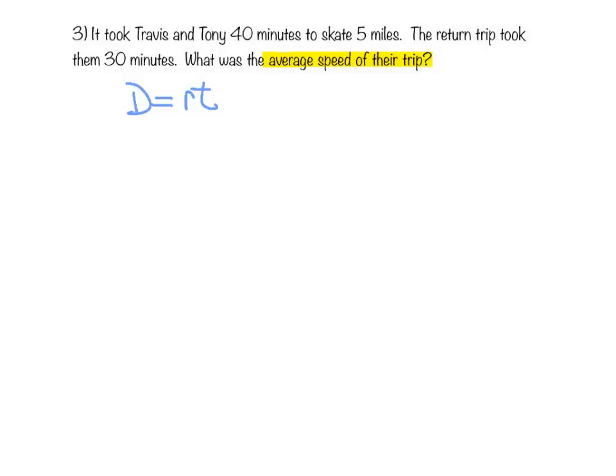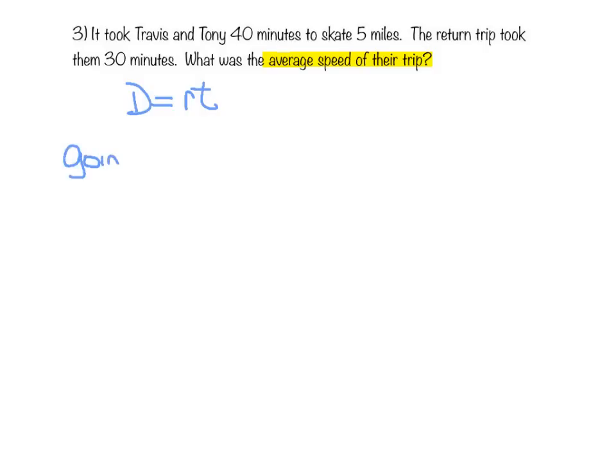So if we're looking for the average speed, what we have to do is add the rate times the time of their going and the rate times the time of their returning, and then divide that by how long it took them to go and to return. Before we can do that, we need to determine their rate as they were going, and their rate as they were returning.